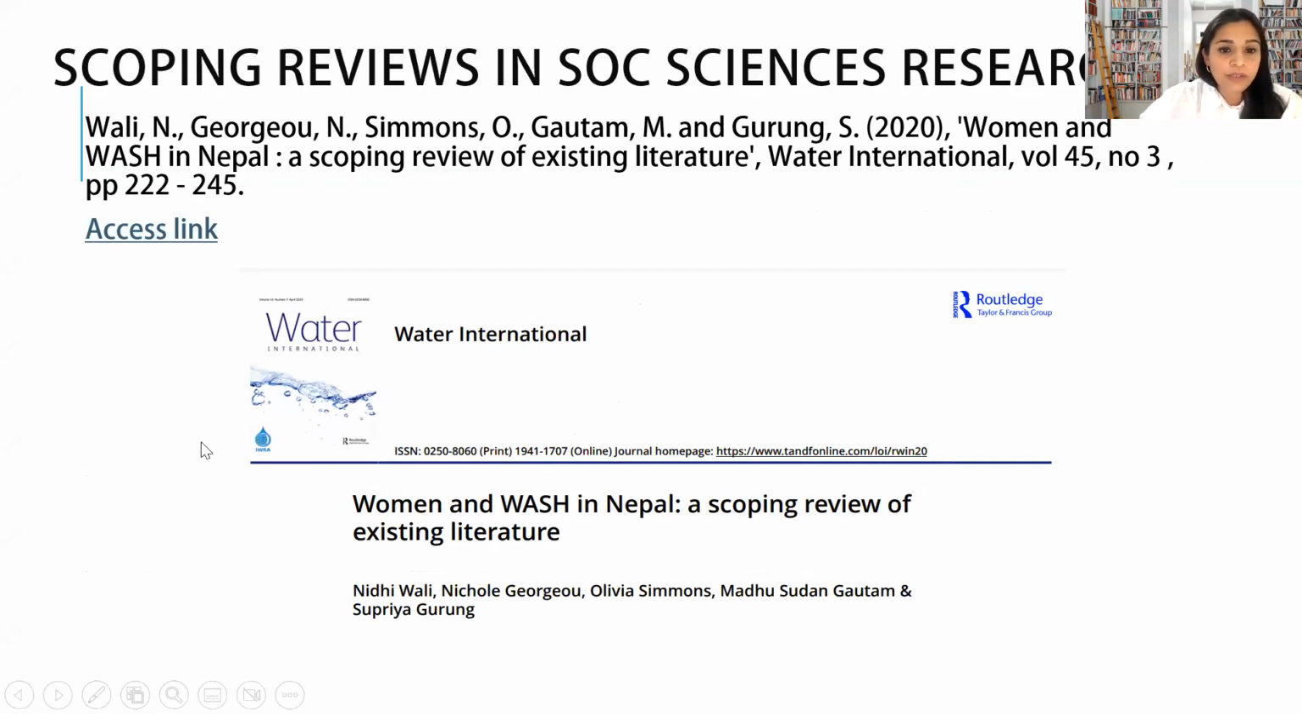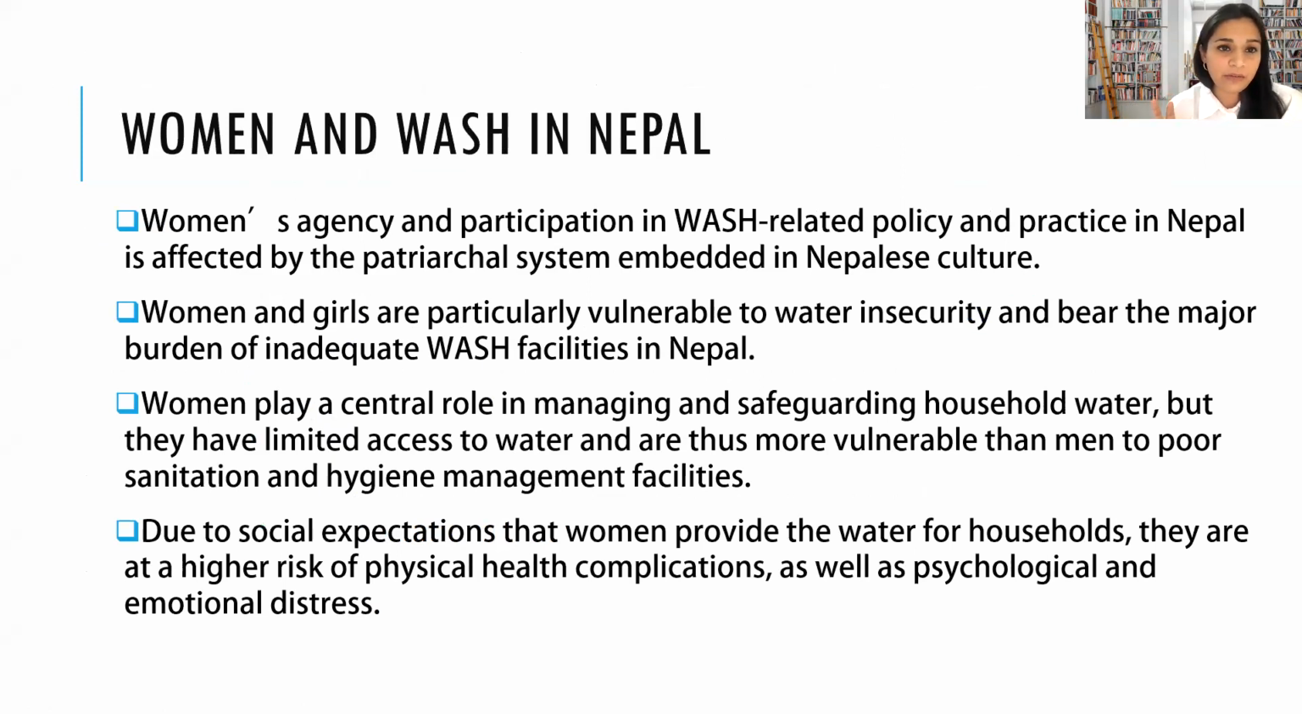I would not go into this, but what I would like to quickly share with you are the findings we came up with from the literature, because this was also a precursor in many ways for us to identify the area we'd like to work on in future. The literature told us that women's agency and participation in policy and practice related to water, sanitation, and hygiene was deeply affected by the patriarchal system within Nepalese culture, and women and girls were particularly vulnerable to water insecurity.